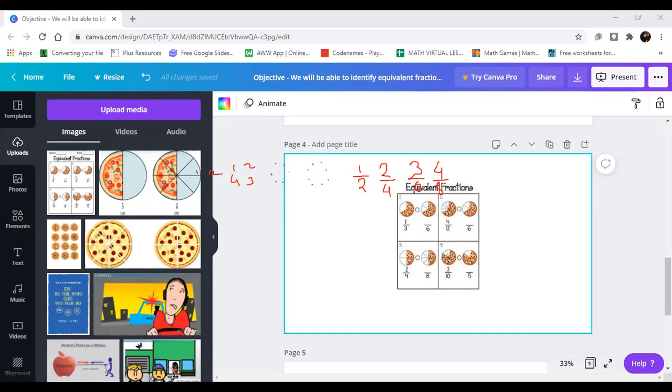All of these half parts are colored. See here, here, and which is why all of these are called equivalent fractions. These are all equivalent fractions. Okay, like that you have to identify from each picture if they are equivalent fractions or not. Write down the fractions, count the colored part, and count the total number of parts and write it down. Okay, so there are total 5 questions like that.